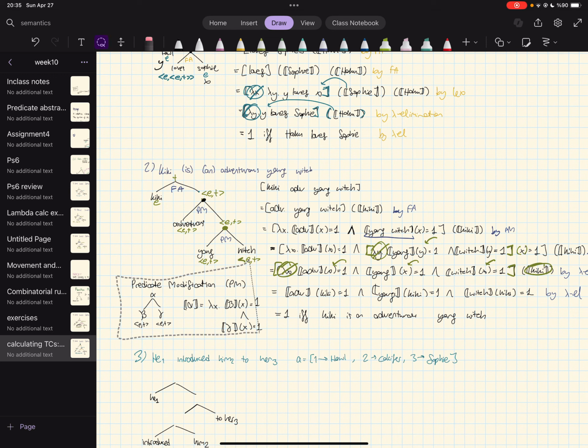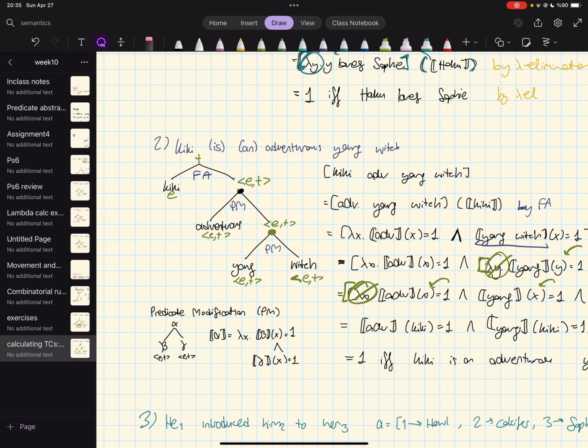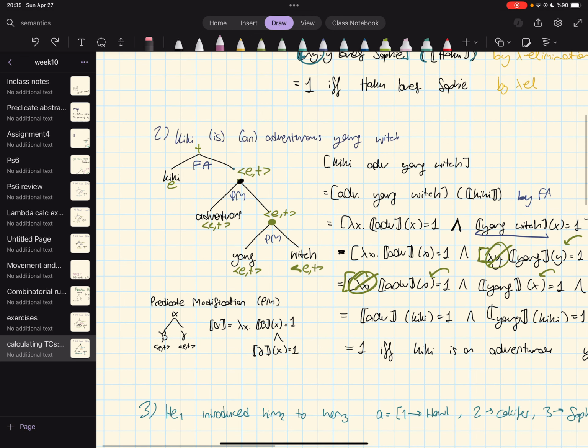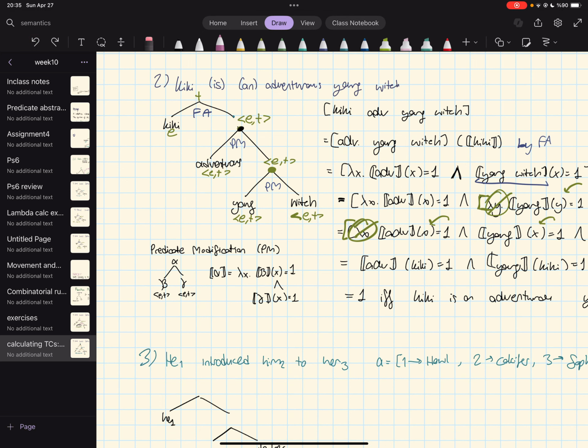So here it is, the truth condition of this very sentence using predicate modification: the sentence denotes 1 if and only if Kiki is an adventurous young witch, and it denotes 0 if and only if Kiki is not an adventurous young witch. So to calculate this, what I did to summarize was to assign types, which I know that adjectives are of type ET and nouns are also of type ET, therefore I assigned them. And as you can see, when the mother and both daughters are of type ET, we need to use predicate modification to calculate it.